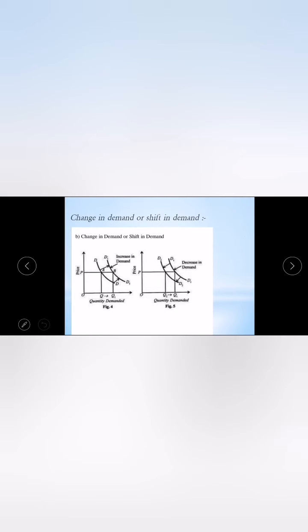Okay, next is change in demand, or shift in demand. See, these are the two diagrams of the change in demand. See, if it increases, it is a change in demand or shift in demand.